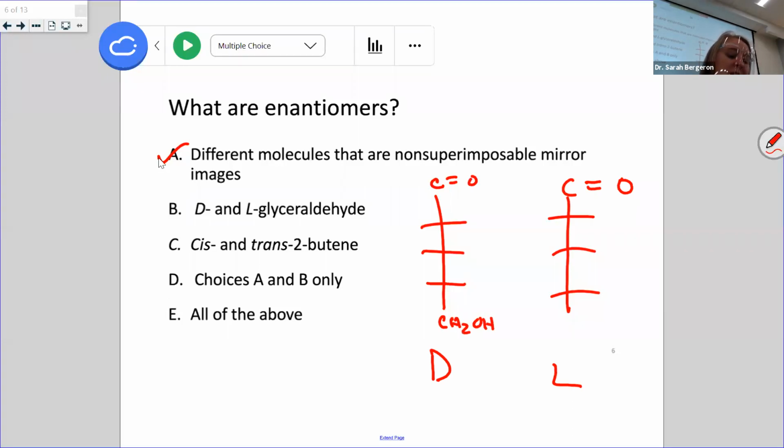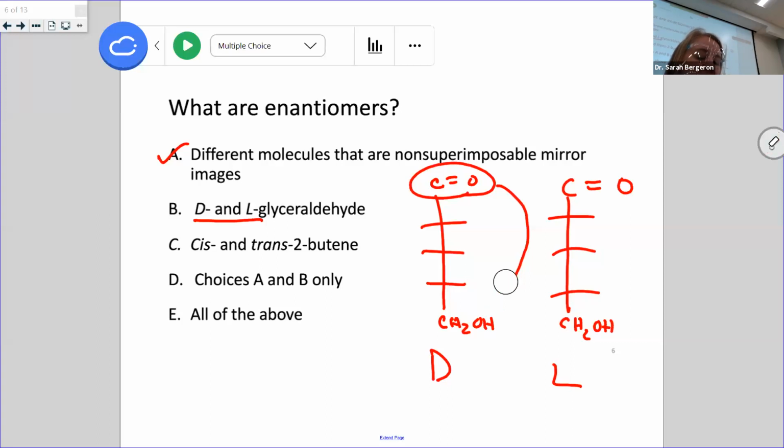This is a CH2OH. How do I know the difference between the two? Left and right. What's on the left and right? We're looking for the hydroxyl group that's farthest from the carbonyl. So we're going to go carbonyl and we're going to go farthest from it. Right there. So for a D, do I put it on the left or the right? On the right. Now for the enantiomer, I just swap it, so it's going to be on the left. This is going to be on the right. So that's how I know my D and L isomers. So that is true. Those are enantiomers because they are non-superimposable mirror images.